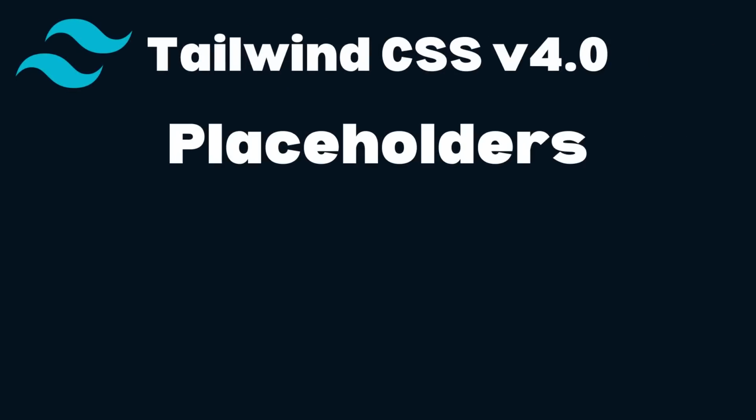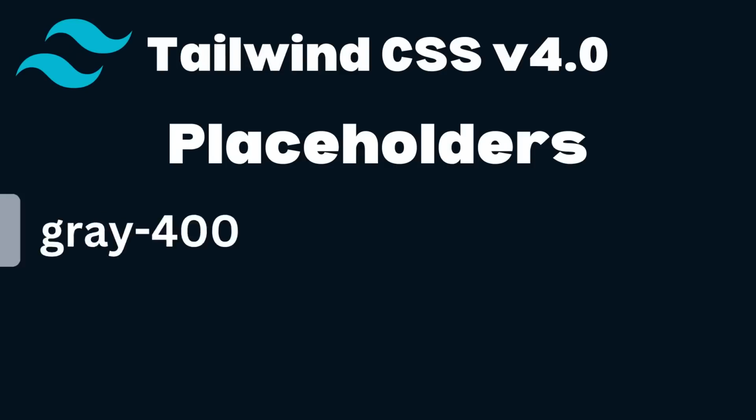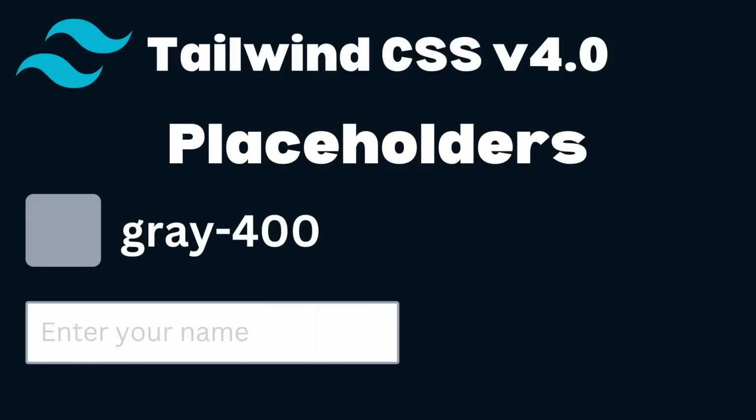Another significant update in Tailwind CSS 4 is how placeholder text is handled. In earlier versions, placeholder text had a fixed default color of gray 400, which worked well in many cases but wasn't dynamic. This meant that if your text color was something other than gray, you often had to manually adjust the placeholder color to ensure consistency. Now, with Tailwind CSS 4, placeholder text automatically inherits the current text color and applies a 50% opacity by default. This makes placeholder styling much more intuitive and eliminates the need to explicitly set placeholder-opacity-50, unless you want to override it.